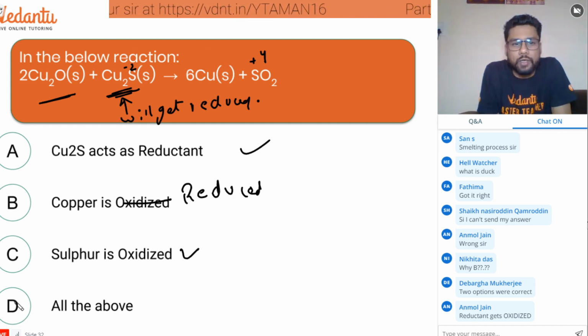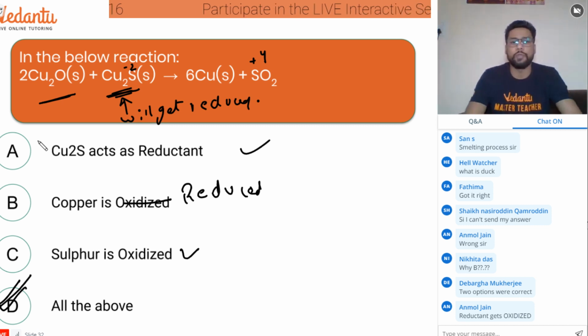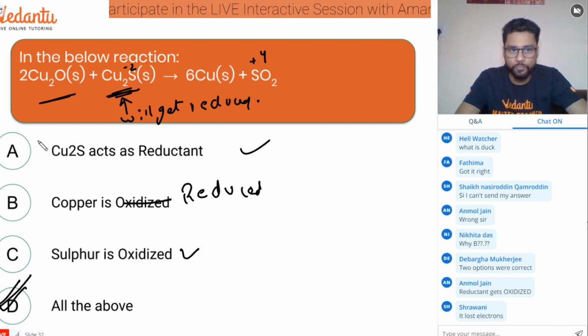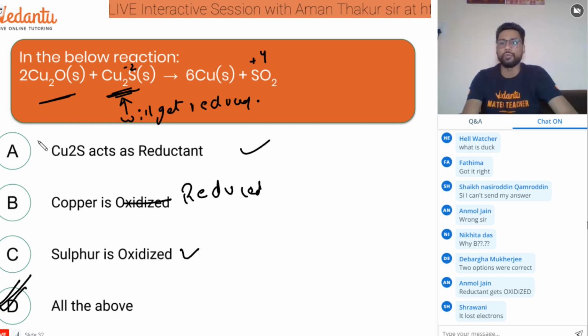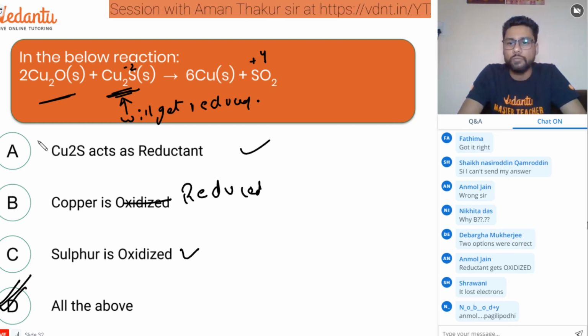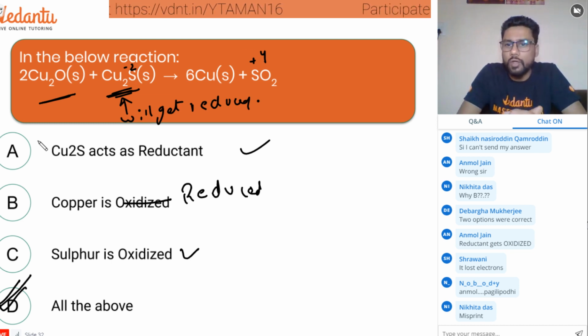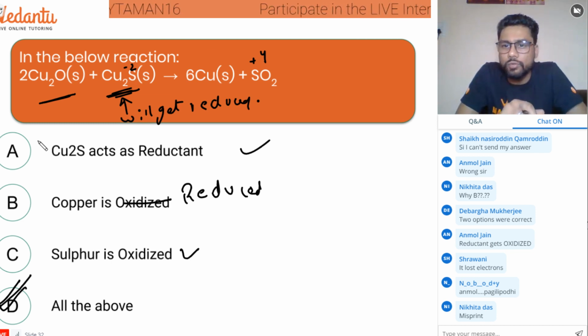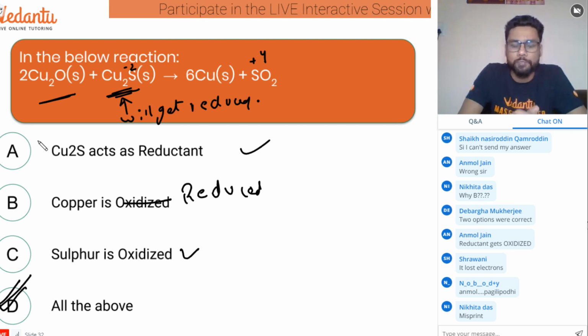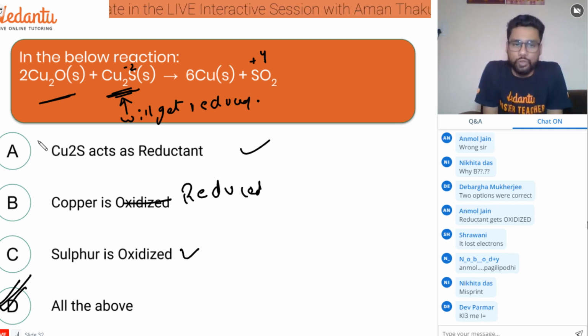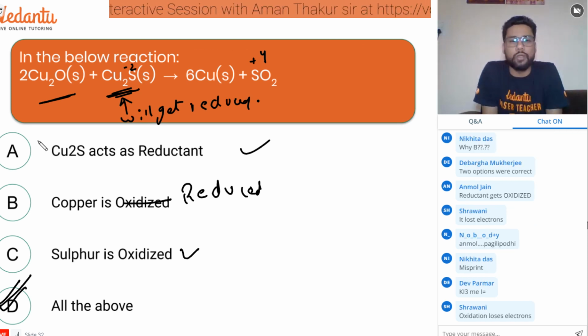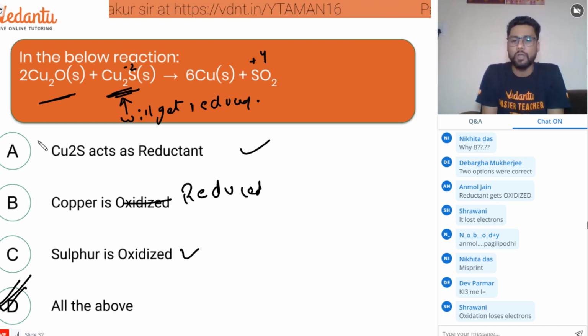And the correct answer would be option number D. Sorry, there was a small misprint. The copper should be reduced. Copper does not get oxidized. Copper gets reduced. Okay, got it. So the correct answer is obviously option number D with a small misprint. Don't worry. Copper is reduced. I think most of the people might have gotten it.